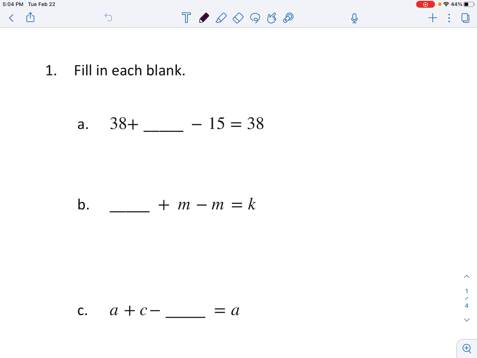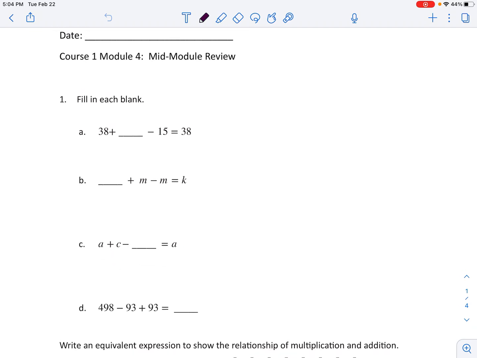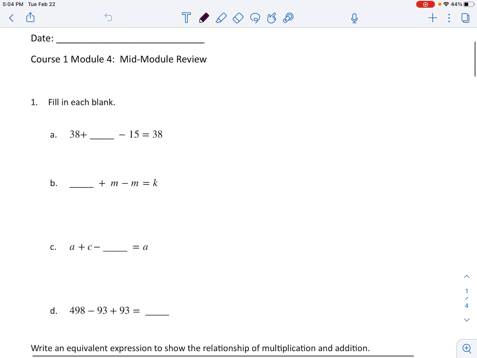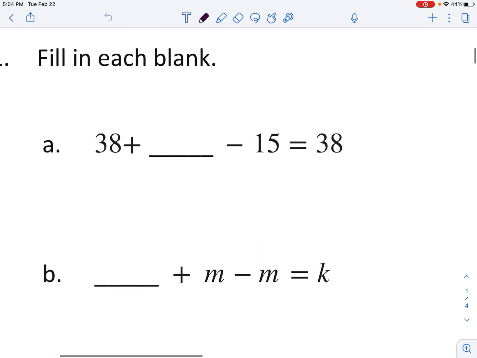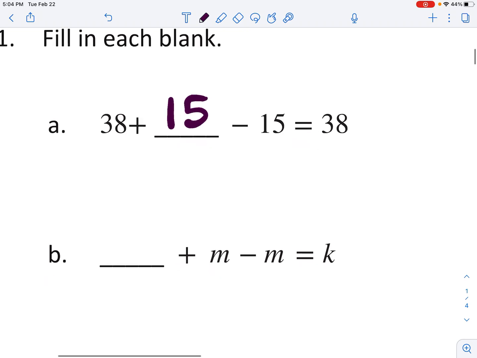So number one dealt with the identities that we talked about at the very beginning of the module, okay? And number one is dealing with the relationship between addition and subtraction. So letter A is telling us 38 plus blank minus 15 equals 38. This answer is 15, okay?